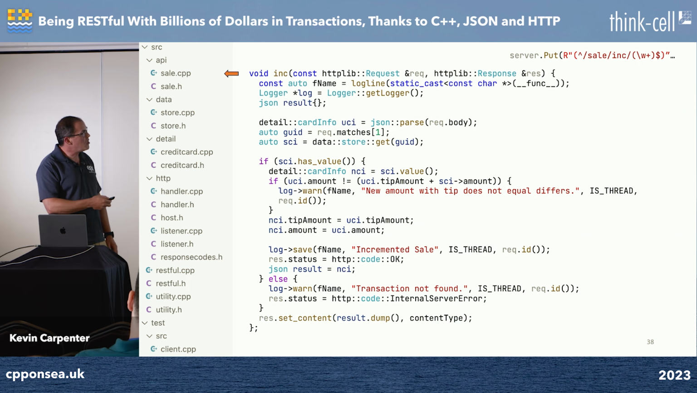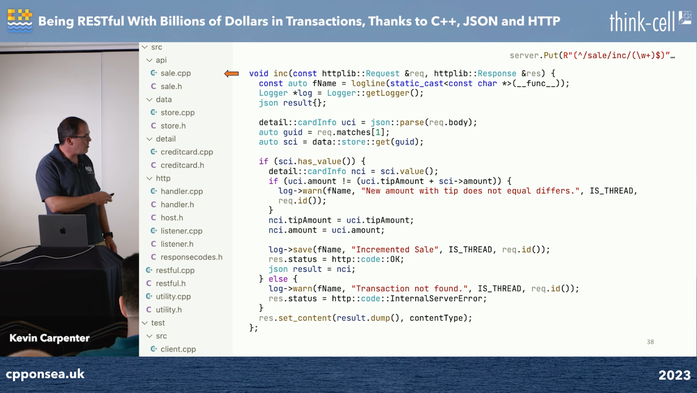And then we turn around and go back to our data store with the GUID to see if we can find that transaction. Using an optional, we check to make sure that we have a value. If we do, then we're going to turn around and do a little work on the value to add a tip. And you'll notice we have our request ID there to log out so we can track things out. We're now down looking like NCI tip amount equals UCI tip amount and NCI amount. So we're updating the amounts there.